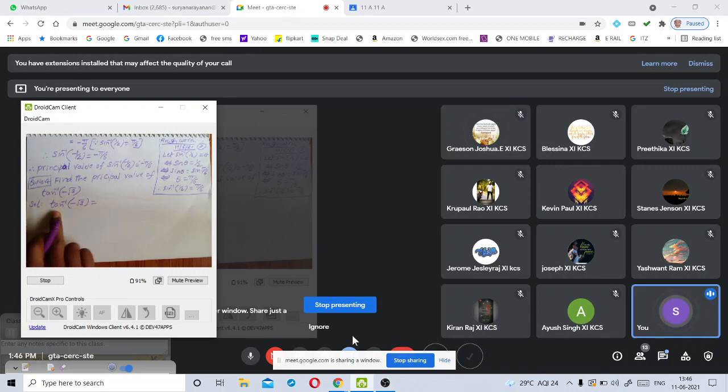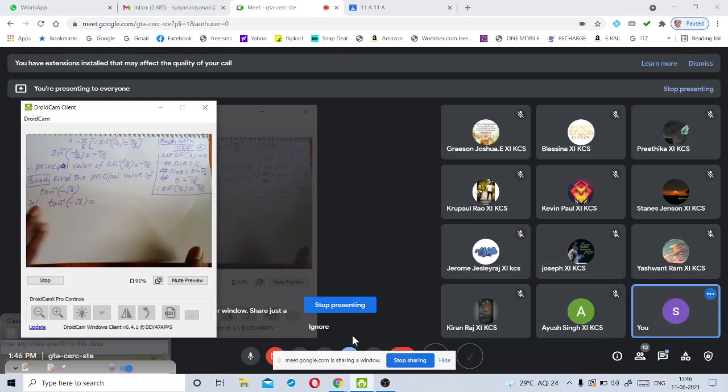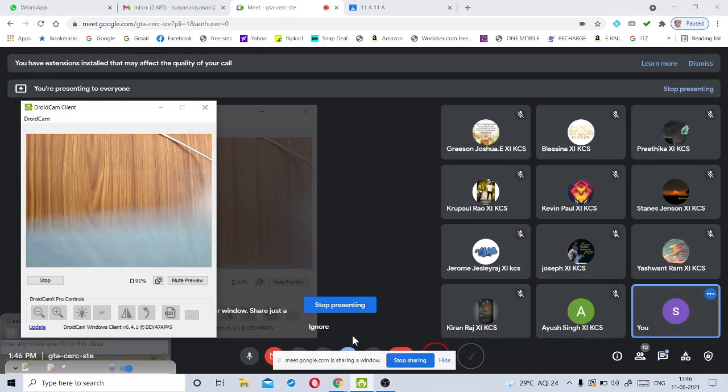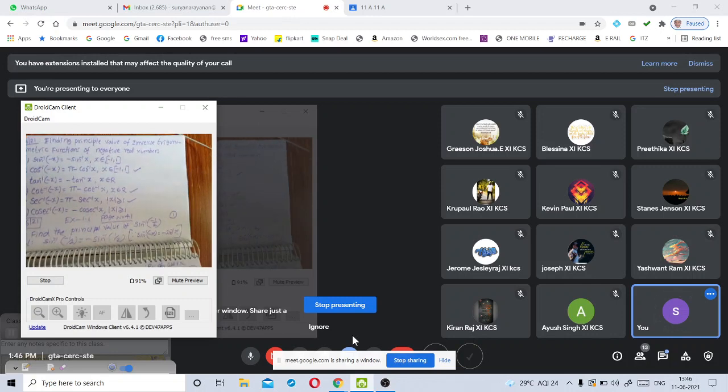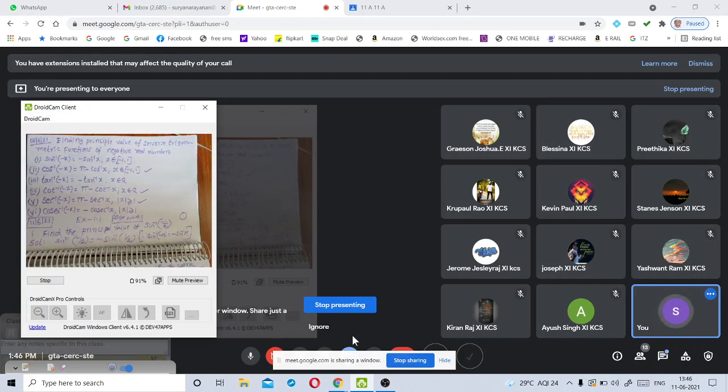Now, what is the formula for tan inverse of minus x? If you observe this function, it is in the form of tan inverse of minus x. See the formula. I will show you the list. What is the formula for tan inverse of minus x?